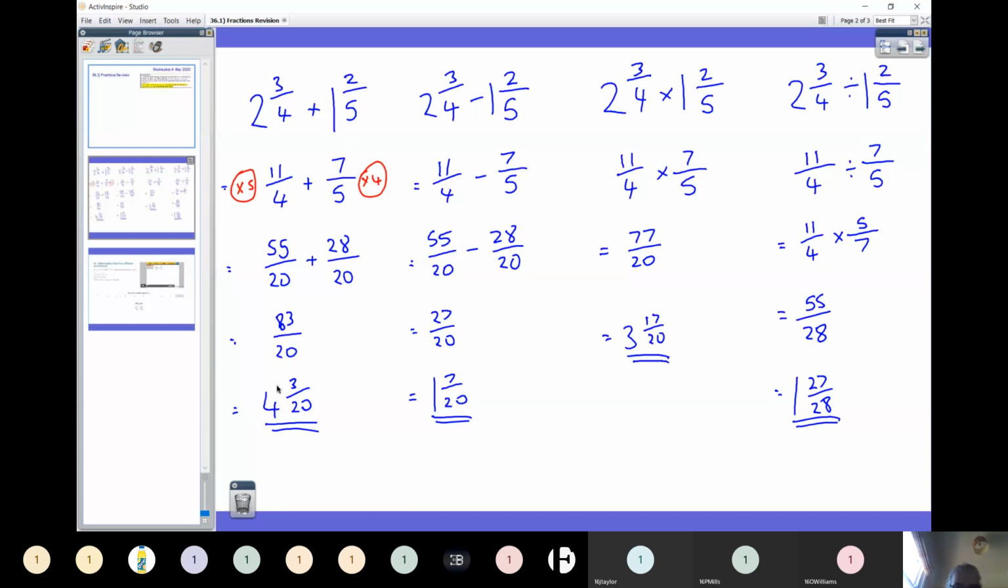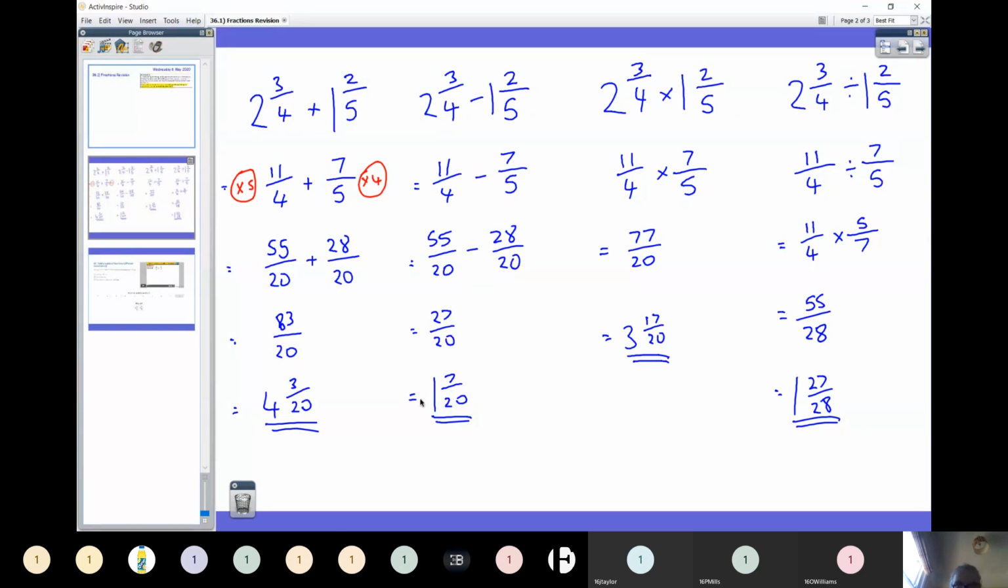Now we're subtracting, exactly the same process to get the top-heavy fractions, exactly the same process to get the common denominator and the equivalent fractions. But of course, as we're subtracting, we now subtract the numerators. 55 take away 28 is 27. 27/20, that's 1 whole and 7/20ths left over.